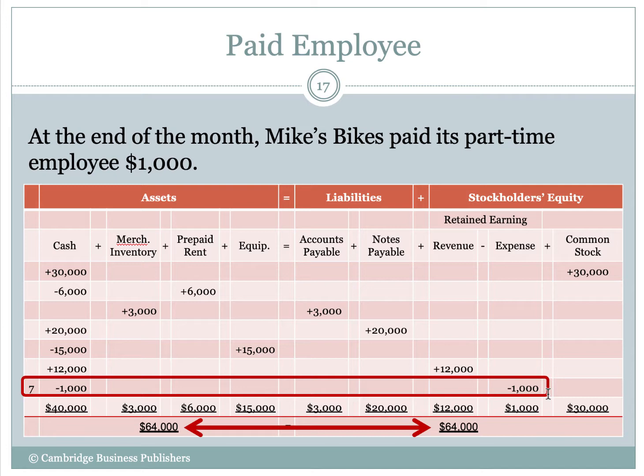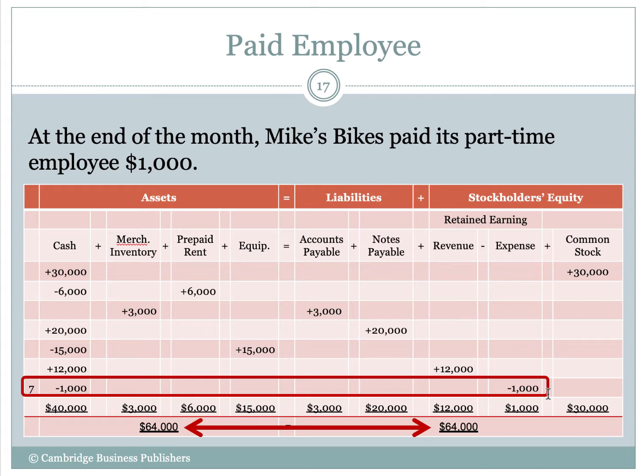Then they say that we're at the end of the month here. Mike's Bikes paid its part-time employee $1,000. So now we have an economic transaction. We used cash to pay our employee who has provided us with their services and worked for us, right? So what happens here is my cash goes down and I need to decrease my expenses, right? Well, why am I subtracting expenses? I'm subtracting expenses because expenses decrease my retained earnings, okay? So I'm going to decrease cash by $1,000. I'm going to decrease expenses by $1,000.